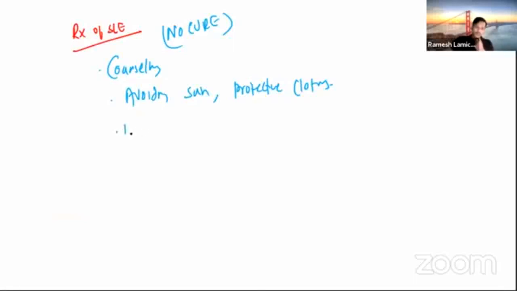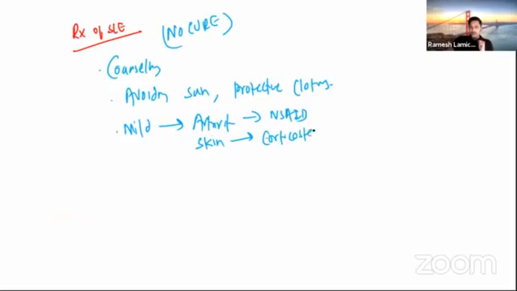So suppose the patient is having a mild flare, then we can give treatment for the arthritis part. If there is arthritis, we can give NSAIDs. And if the patient is having skin problems, like photosensitivity, then we can give corticosteroid, locally, mildly.